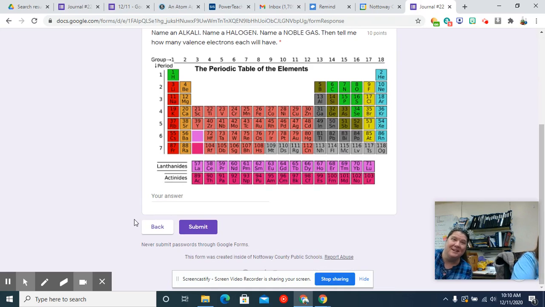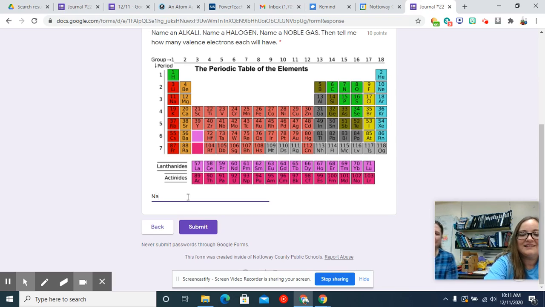So here we go. On the red column on this periodic table, it's even color-coded for you, we have our alkalis. They're the first ones. And you need to pick one. I'm going to pick Na for sodium.